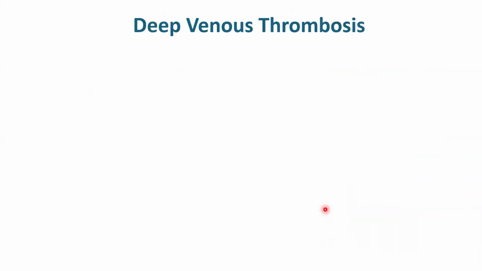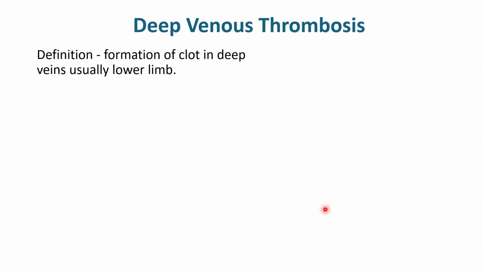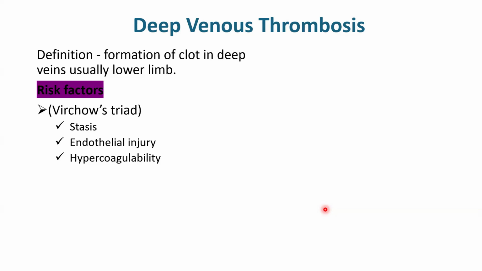So we start with deep venous thrombosis. What is deep venous thrombosis? From the word itself, deep: deep veins are affected. Thrombosis is formation of a clot. So by definition, it is formation of a clot in deep veins, usually in the lower limb or sometimes even in the upper limb. So from the word itself, we get the definition.